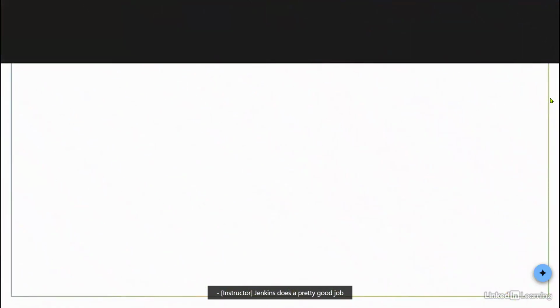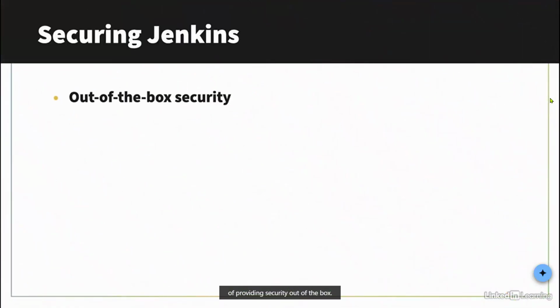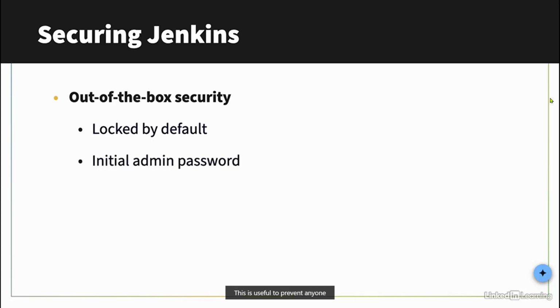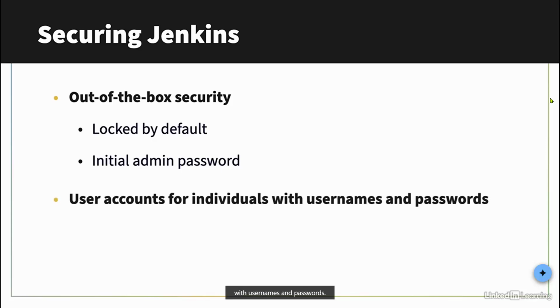Jenkins does a pretty good job of providing security out of the box. When a Jenkins server is first launched, it's locked by default, and you need to have the initial admin password to log in. This is useful to prevent anyone from just coming across a newly installed Jenkins and taking control of it. Jenkins also allows you to create user accounts with usernames and passwords.